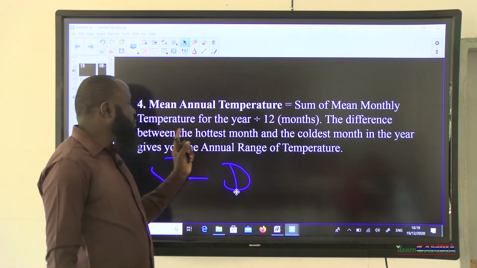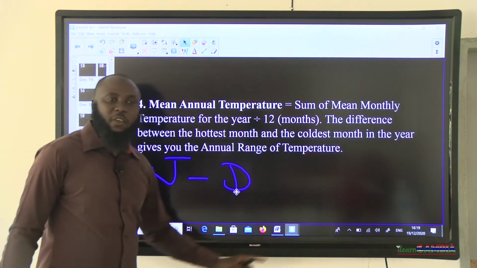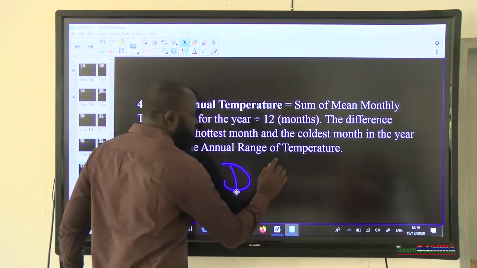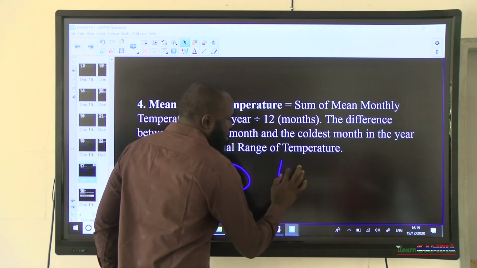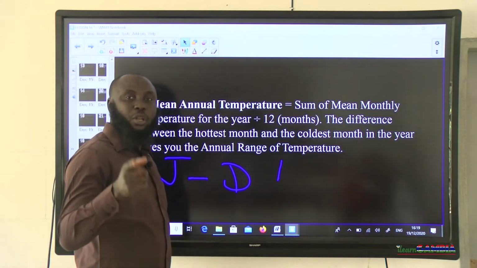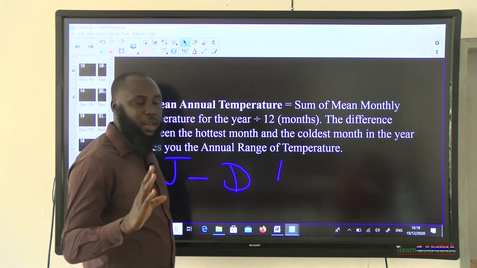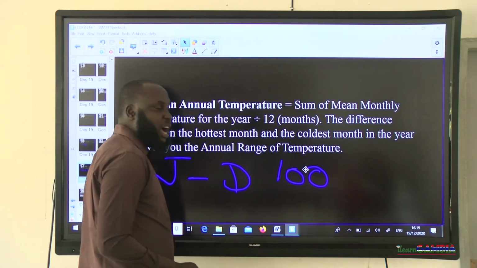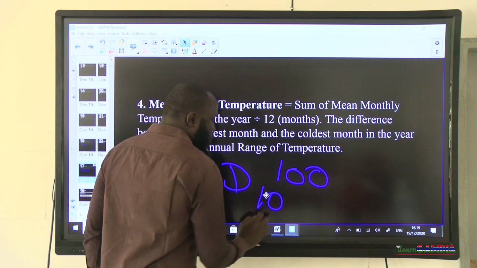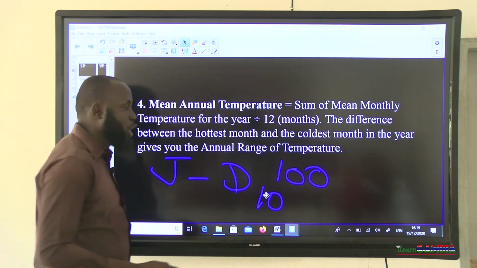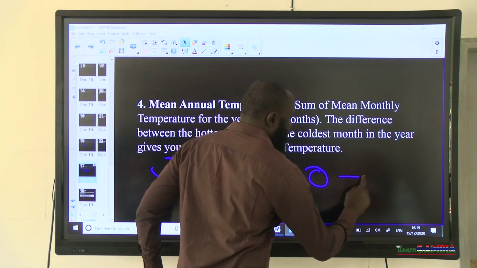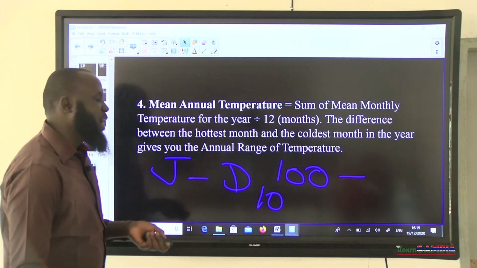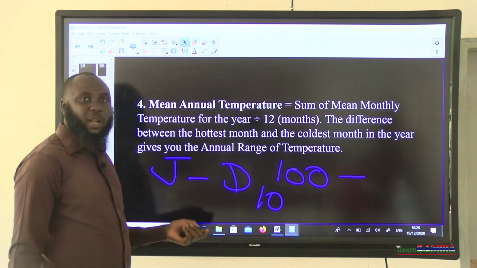Now the difference between the hottest month and the coldest month gives us the annual range temperature. For example, if the hottest month is 100, and take note, the hottest month is the month with the highest amount of temperature recorded. For example, if the hottest month is 100 degrees Celsius and the coldest month is 10, it means we're going to subtract 10 from 100, which is going to give us 90. And this will be our annual range temperature for that particular place.